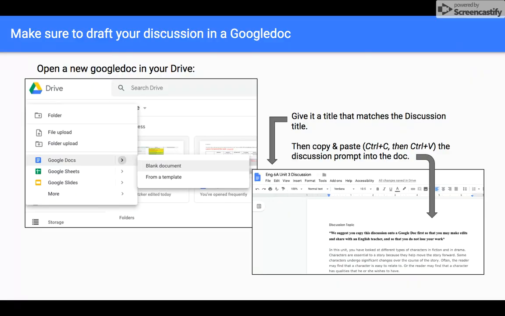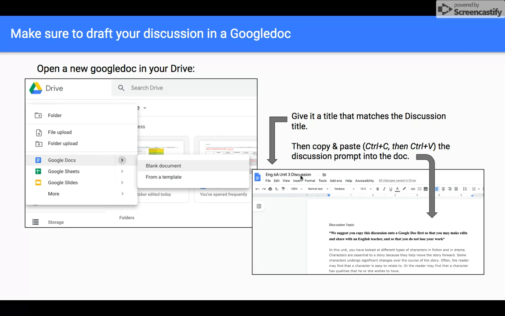Before we begin talking about the discussion prompt, I want to make sure that you get in the habit of drafting your discussion in a Google Doc. So, you go into your Drive, which hopefully you're using weekly. You go to New over here, it'll say New. And you go to Google Doc, and you go to Blank Document. That'll open a blank document.